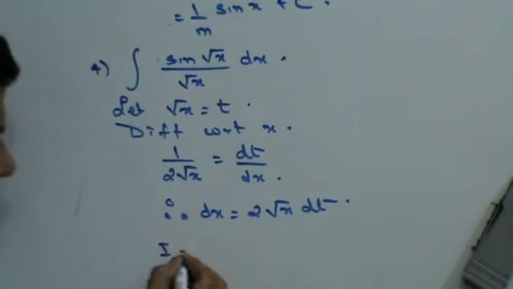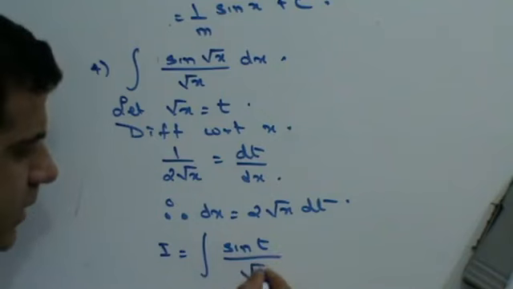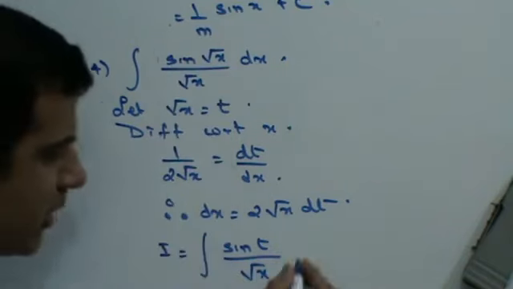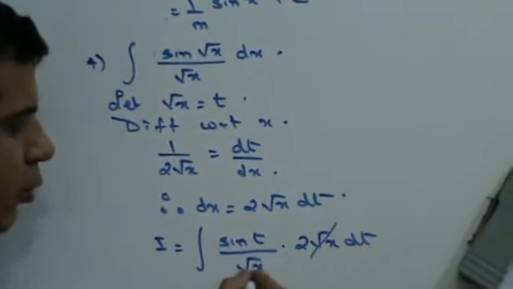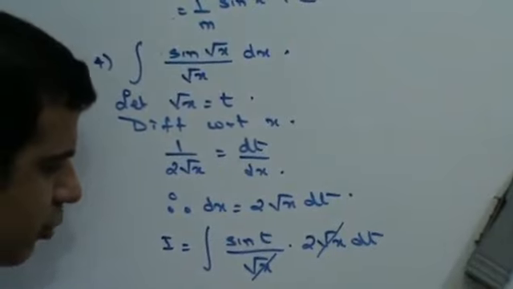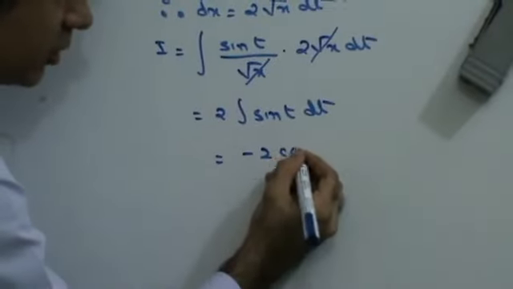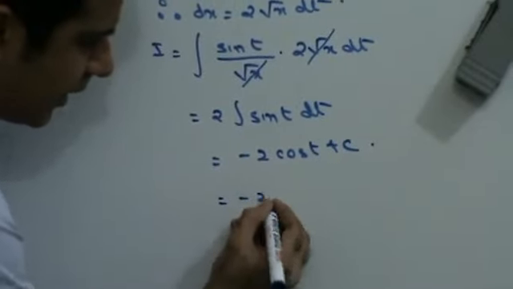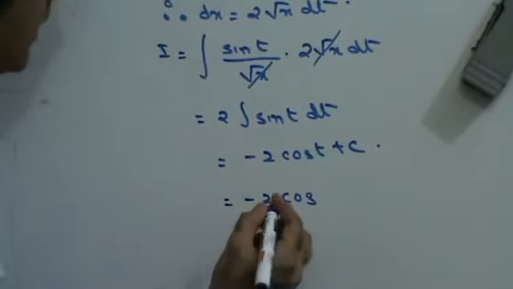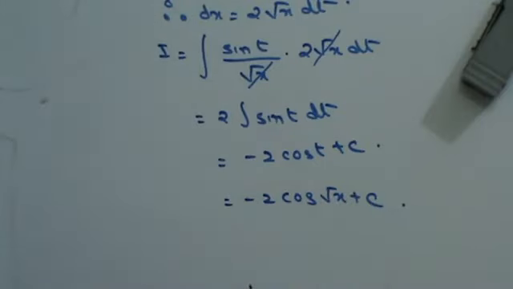I can say I is integral of sin t upon root x. I substituted the value of root x there only. And instead of dx, I can write 2 root x dt. Root x gets cancelled. This is 2 integral of sin t dt. Integral of sin t is minus cos t plus c. We substitute the value of t, so minus 2 cos t, t can be written as root x, plus c. Fine. Let's move on to the next one, guys.